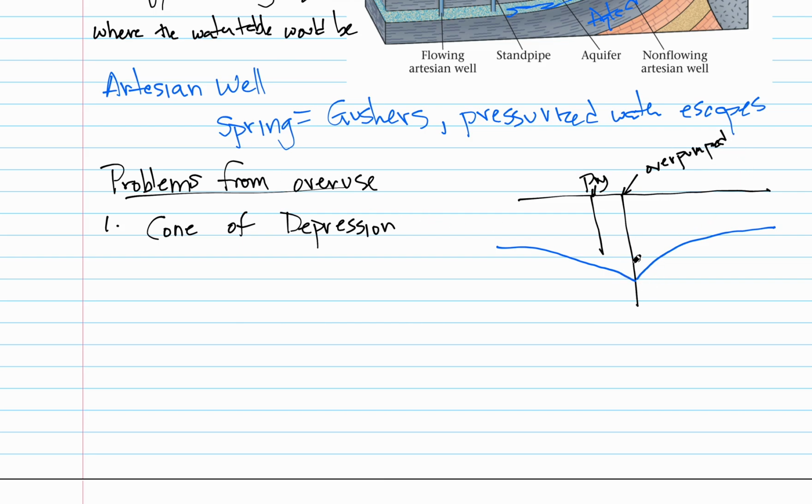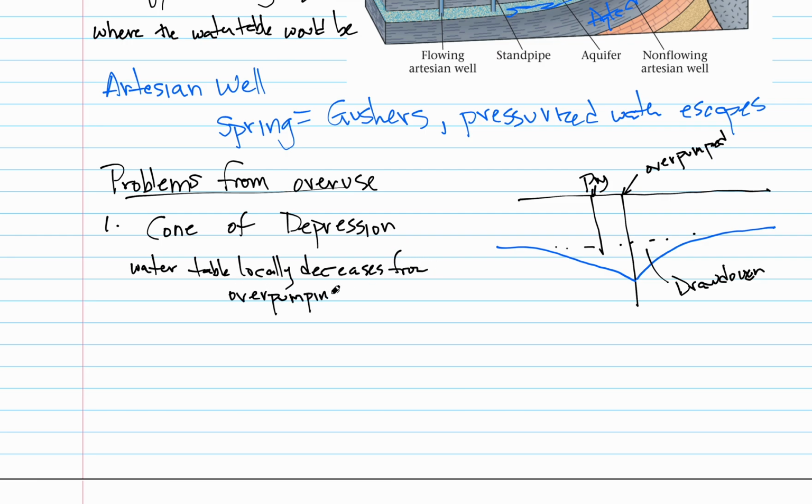By overpumping, we have this drawdown. So this would have been the level, and this area right here we'll say is drawdown from overpumping. Officially in the notes, we're going to write down the definition as: water table locally decreases from overpumping. And there are some areas where that word locally isn't even appropriate anymore. The whole regional groundwater has been depressed by overpumping from that aquifer.